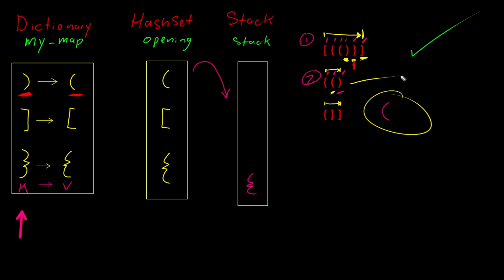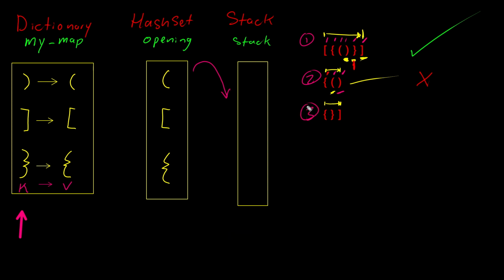Now we reach the end of the string. But before we say that this is valid, remember like last time, we have to check here. Is it empty? If it's empty, then the string is valid. But it wasn't empty. That means we're missing the closing one for this. So example 2, invalid string. Let's move on to example 3.